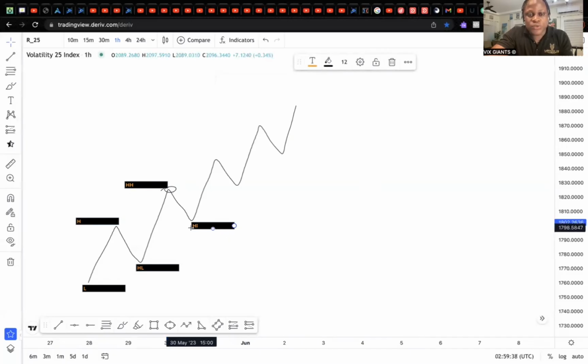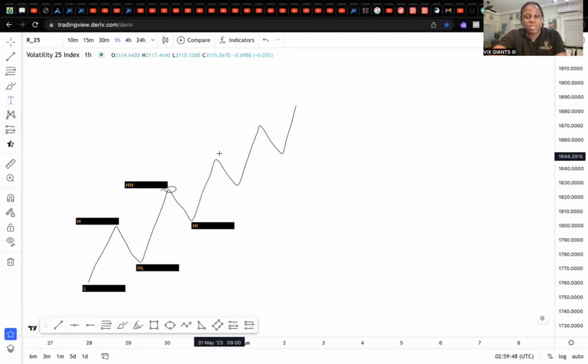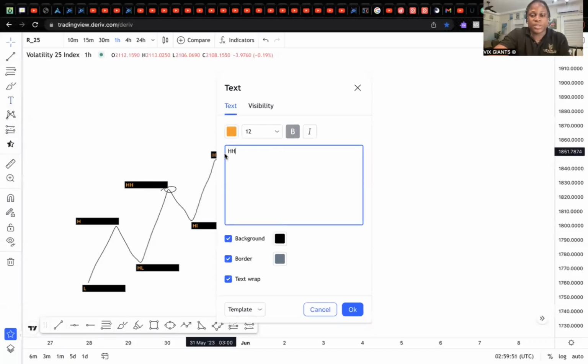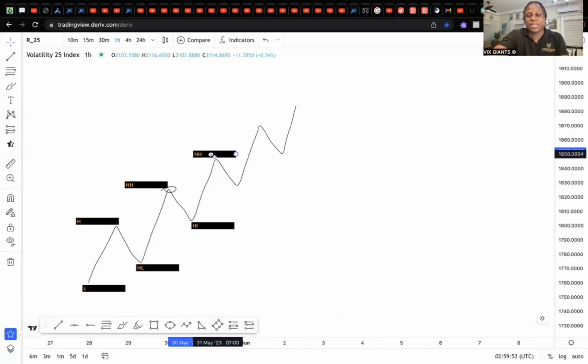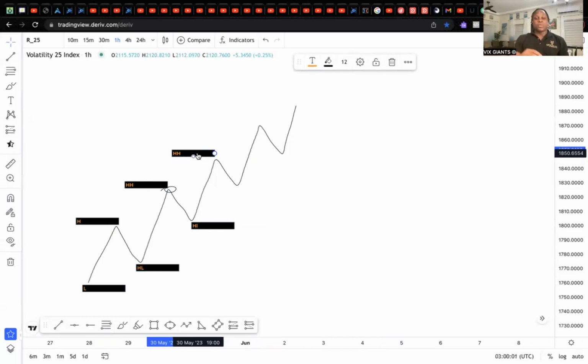We push from this higher low up to this point, same thing. This is a high that is higher than the previous high, so it's a higher high. We put HH. As you can see, very simple stuff. This is the textbook definition of what an uptrend looks like. The market pushes from a low to a high, pulls back creating a higher low, pushes to a higher high, pulls back, higher low, higher high. Very simple stuff.